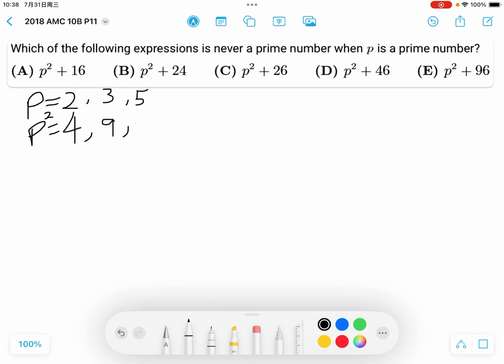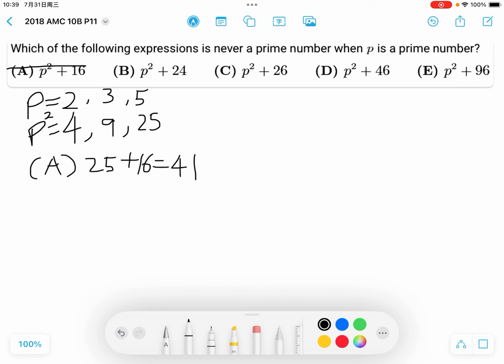That is prime. So p is 5, which means that p squared is 25. Then 25 plus 16 gives us 41. So 25 plus 16 is 41, so we can eliminate A. So let's just write that down. Alright, so we have A eliminated.